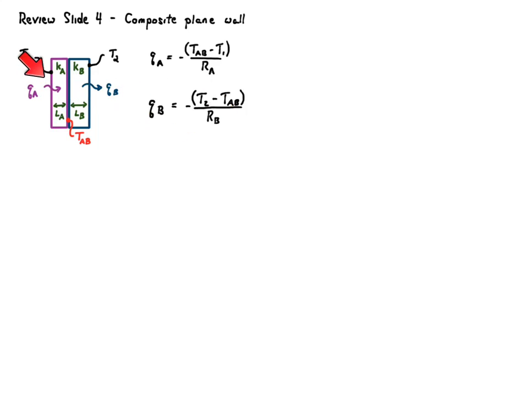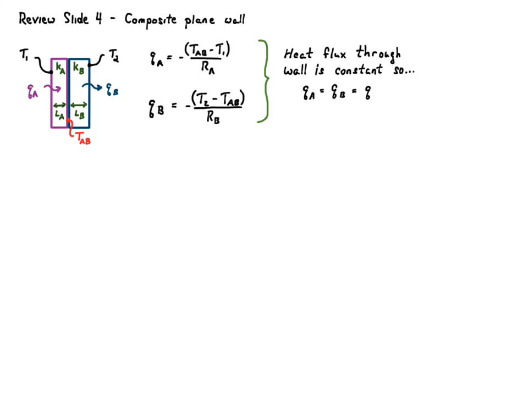Now, we recognize that in a steady state problem, any thermal energy that passes into layer A will have to pass through layer B. And this is going to allow us to eliminate one variable by equating QA and QB to be equal to each other. So we can write QA equals QB, which equals Q.